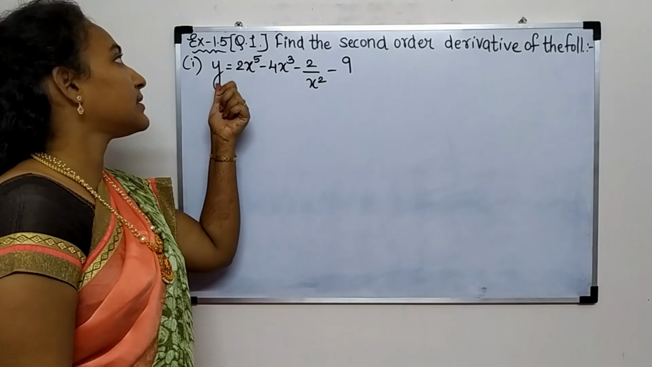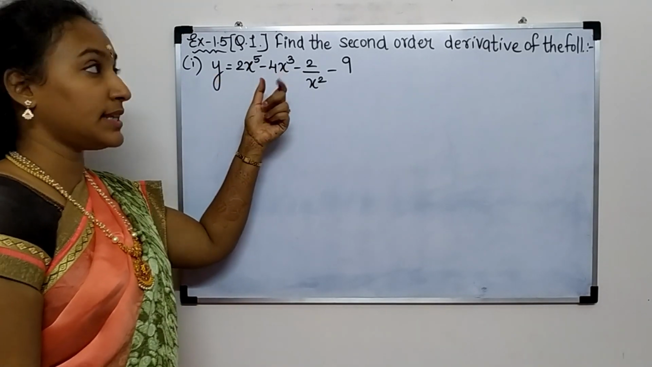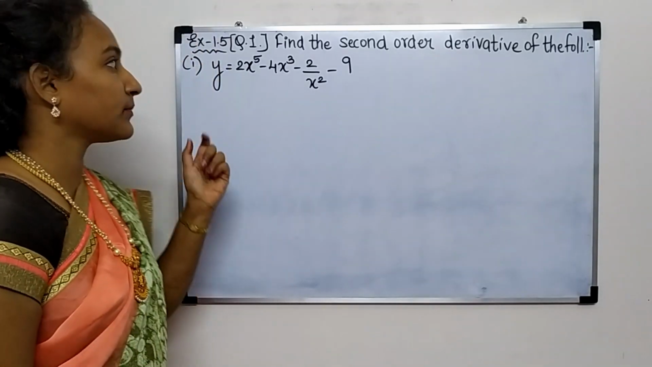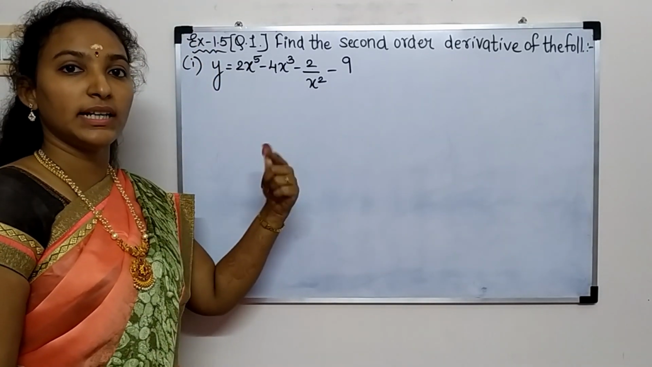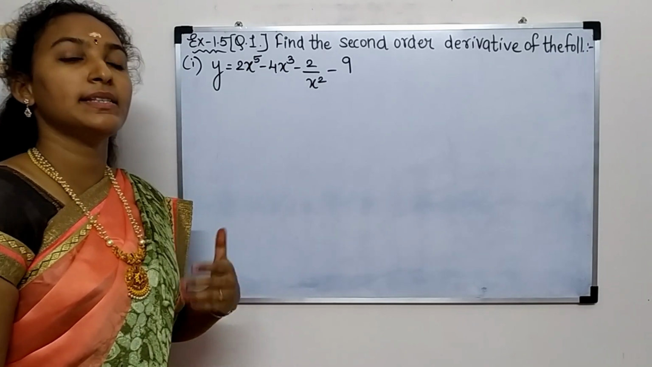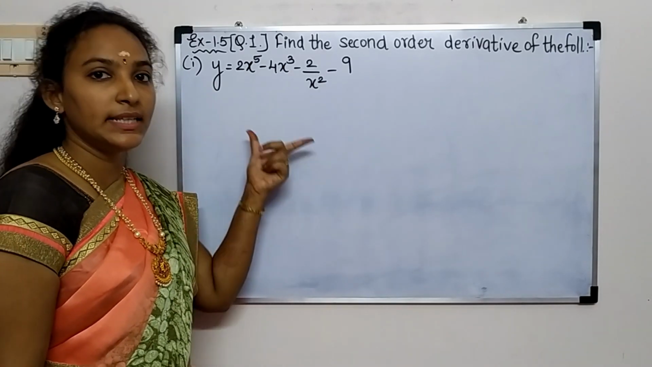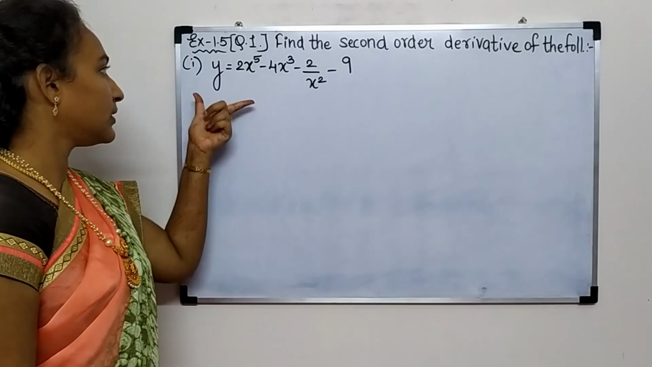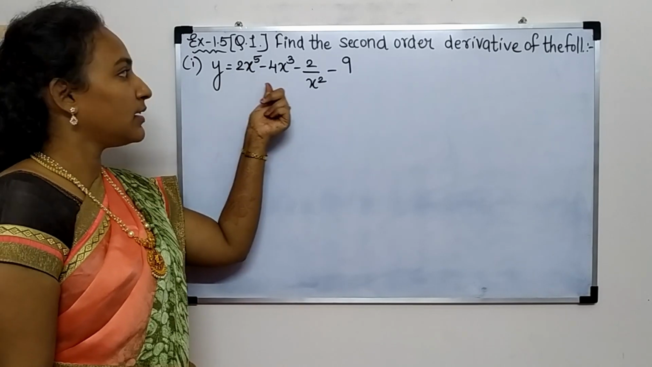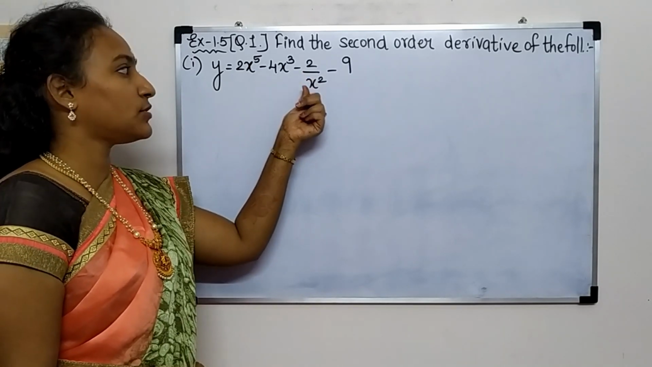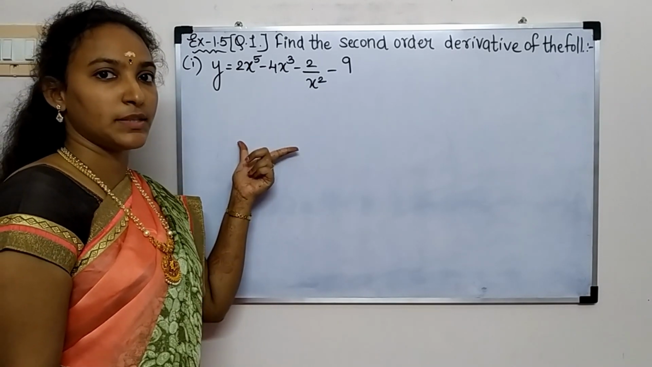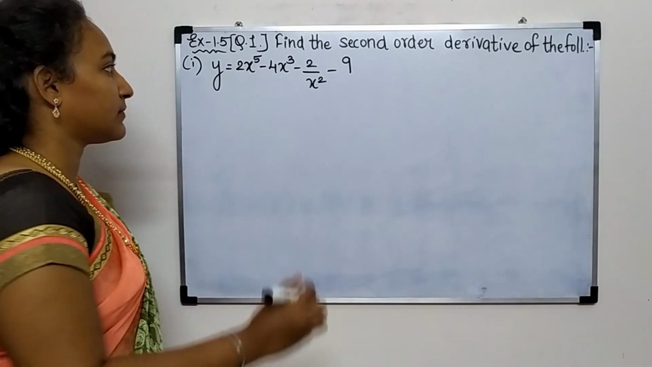Here is our exercise 1.5. The question number 1 is, find the second order derivative of the following. We have to find the second order derivative, that is d square y upon dx square. That means we have to differentiate this function twice. The given function is y equal to 2x power 5 minus 4x cube minus 2 upon x square minus 9. First, we are going to differentiate with respect to x twice.